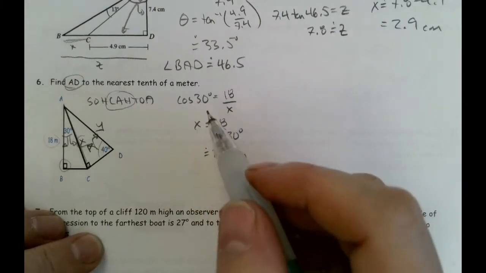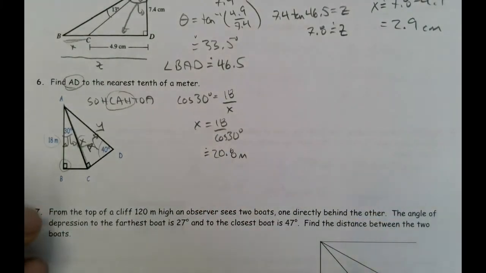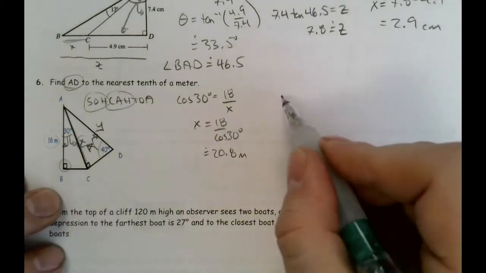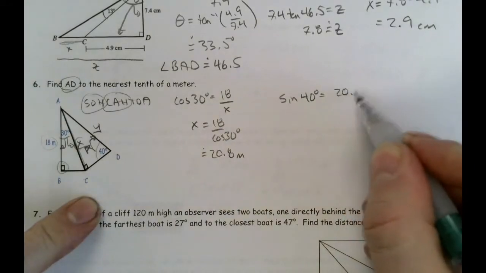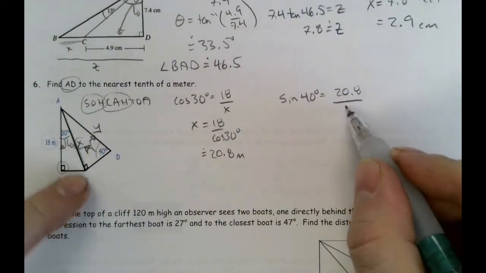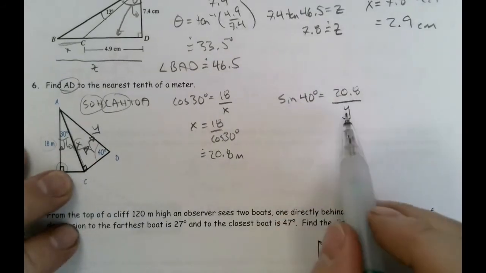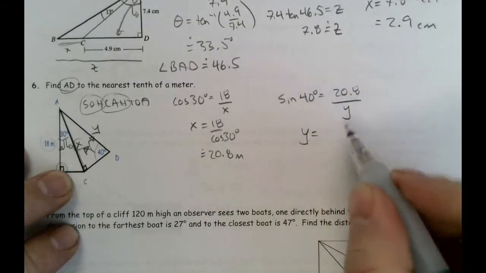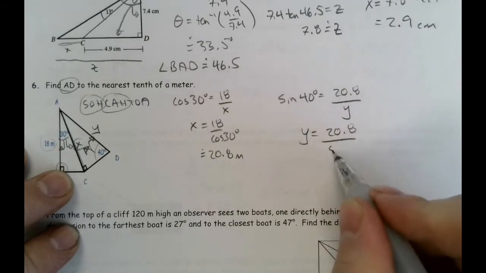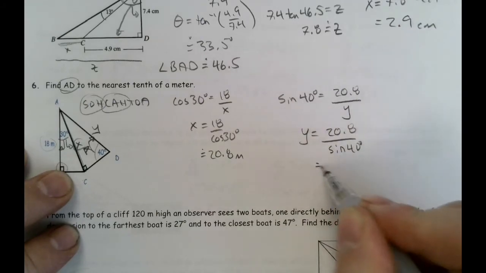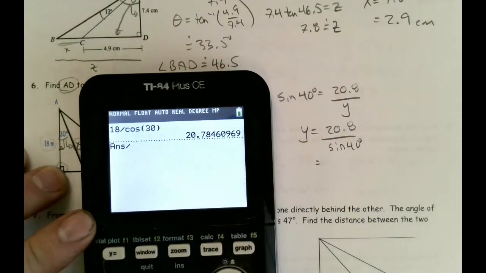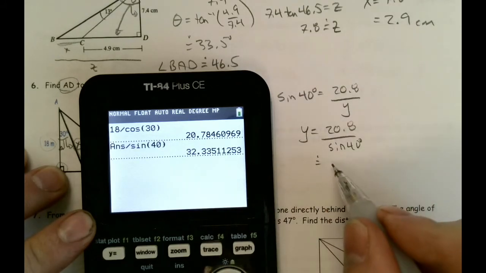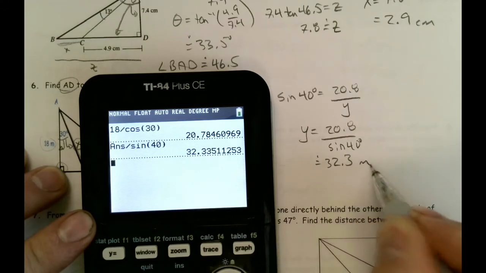Okay, so what trig function puts together the opposite and the hypotenuse? And the answer is sine. So the sine of 40 degrees is going to equal the opposite, which I just figured out was 20.8, over the hypotenuse, y. So the unknown is in the denominator, so y is going to equal 20.8 divided by the sine of 40. So I pull that out, go to my calculator. I've already got that in there, so I'm going to divide by the sine of 40. And I get that my answer is approximately 32.3 meters.